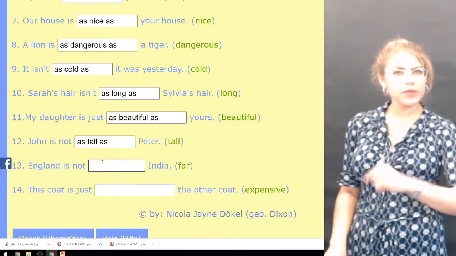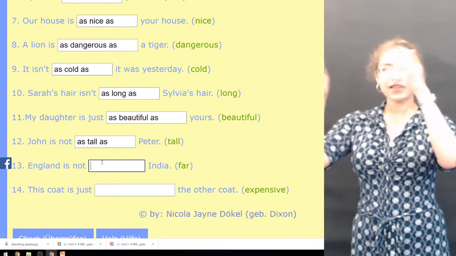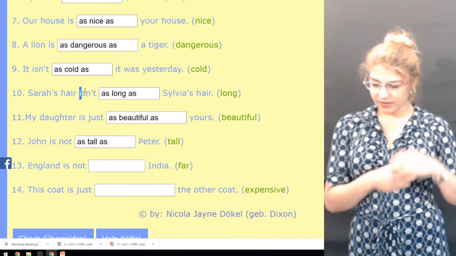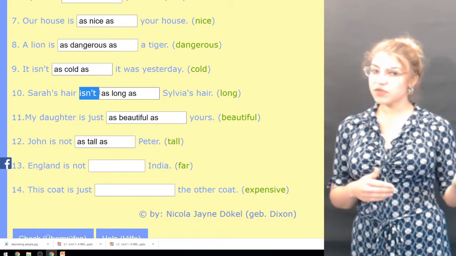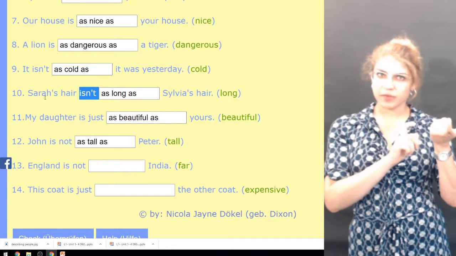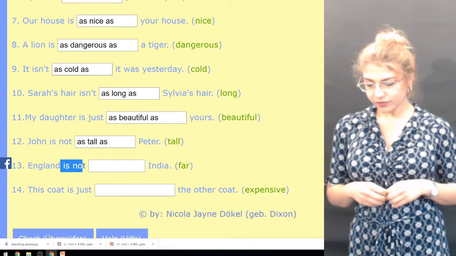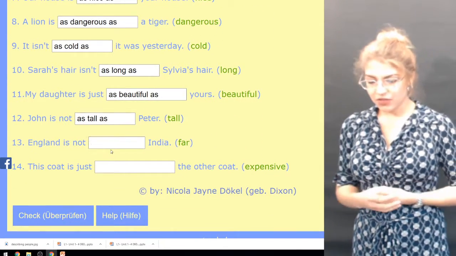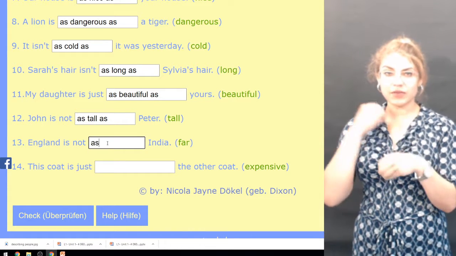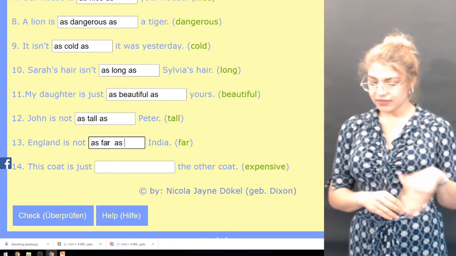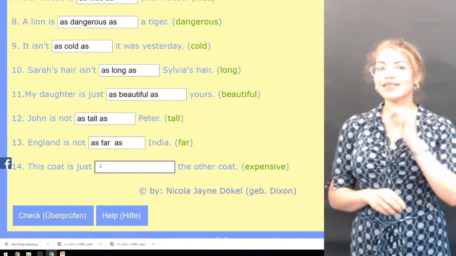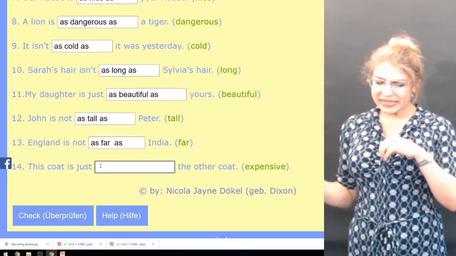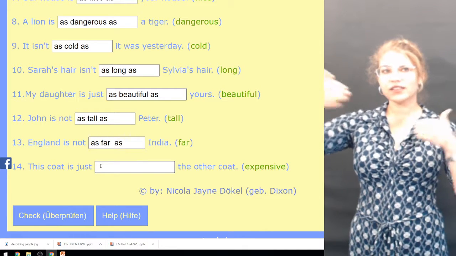You'll notice that in these examples, they all look the same. Sería as, adjetivo, y as. As, then your adjective in the middle, and then as. So como as tall as. And so esos que son negativos van a tener la palabra not en alguna parte antes de la palabra as. Isn't or is not. Far, como lejos, tan lejos. So England is not, so tenemos la palabra not, entonces es negativo, right? England is not as far as India.